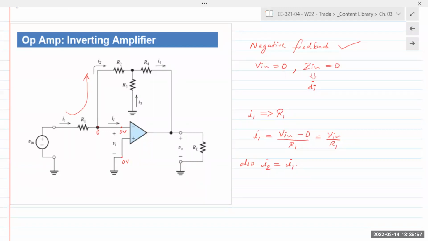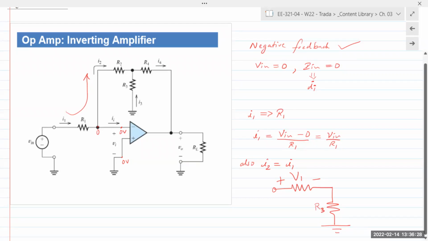And when I2 flows through R2, it causes a voltage drop. The voltage drop will have a plus on the left, which is the point of entry, and minus on the right, which is the point of exit. And this is R3.